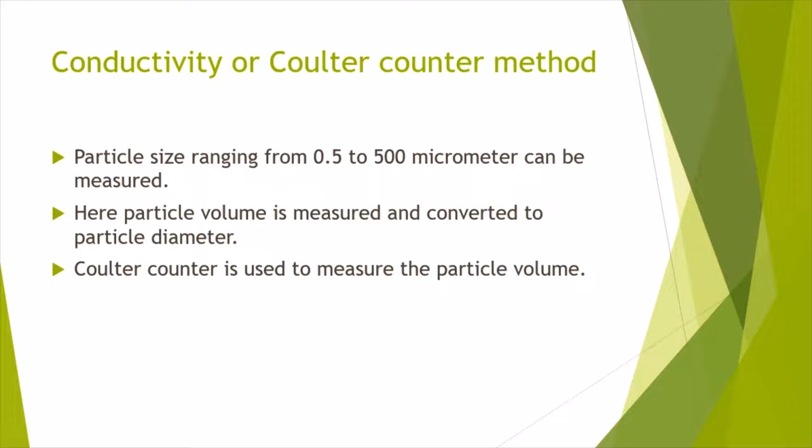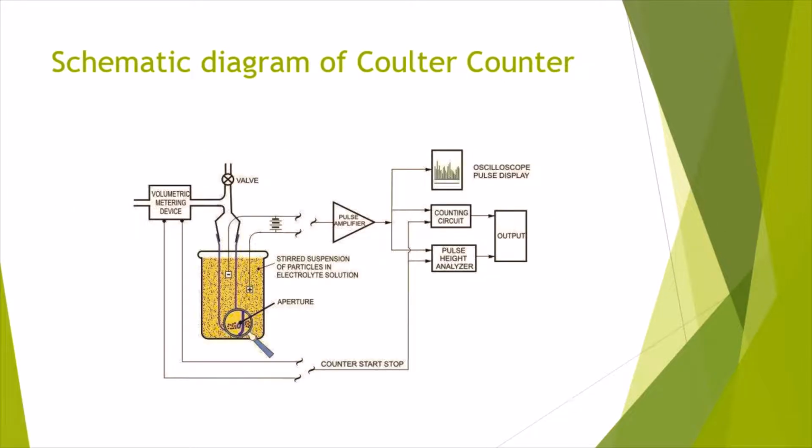Now comes the conductivity method, or the Coulter counter method. Here particle sizes ranging from 0.5 to 500 micrometer can be measured. One of the biggest advantages of this method is that the particle volume can be measured, and the measured particle volume is then converted to the particle diameter. The Coulter counter is used to measure the particle diameter or the particle volume. Here is the schematic diagram of the Coulter counter method, and the circuit is well set up here, and the procedure is explained in another slide.